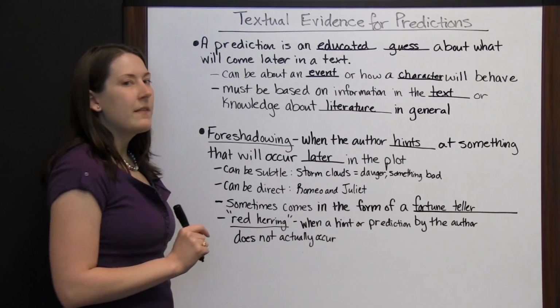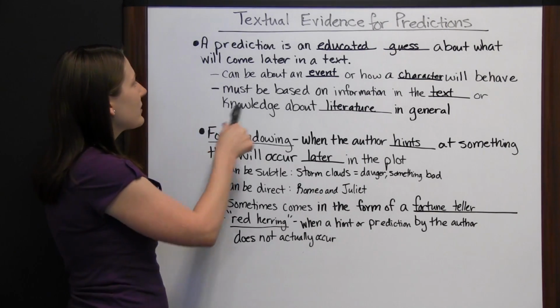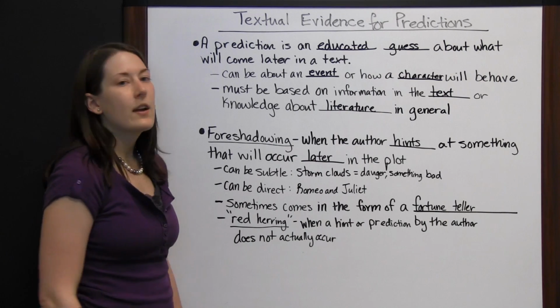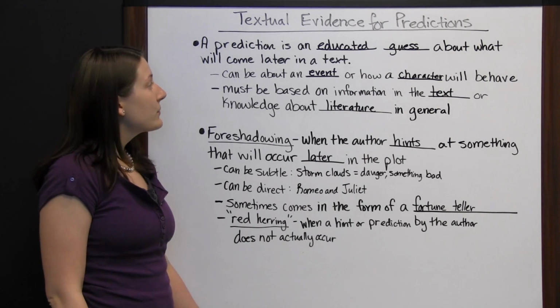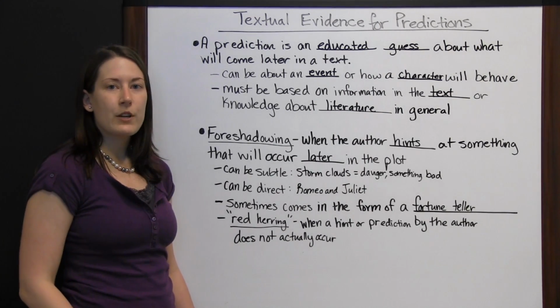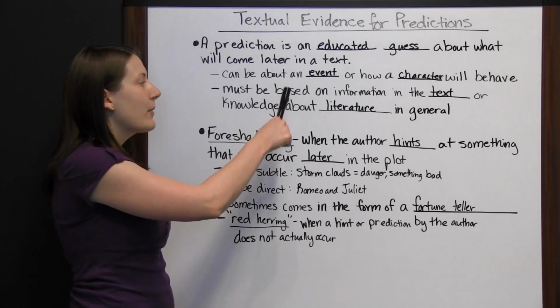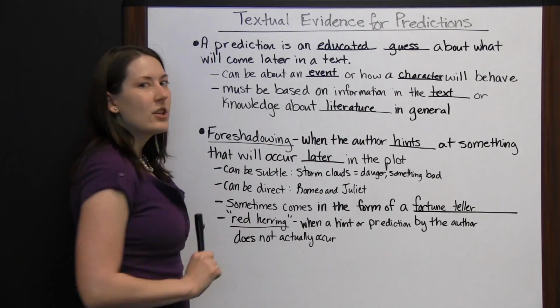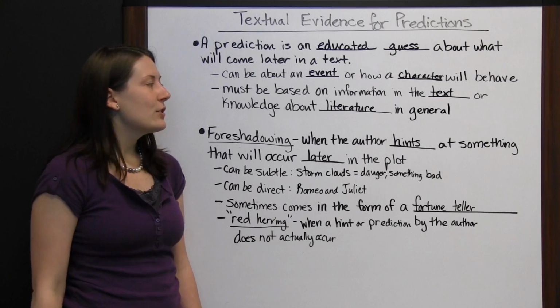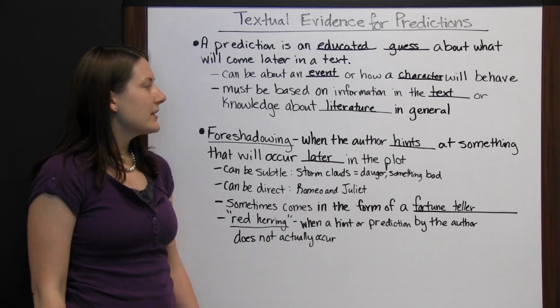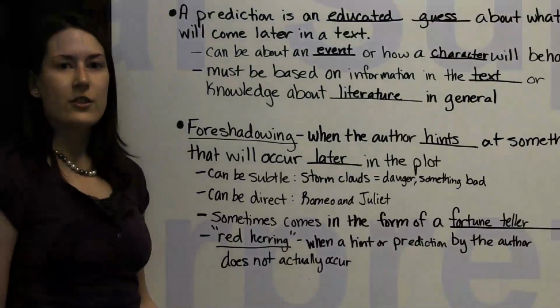But foreshadowing can often be a good textual support for any predictions you're going to make. So whenever you are making predictions while you're reading a story, make sure that your predictions are based on evidence either from the story itself, information in that text, or information that you've gained from reading other books and getting a general knowledge about literature.